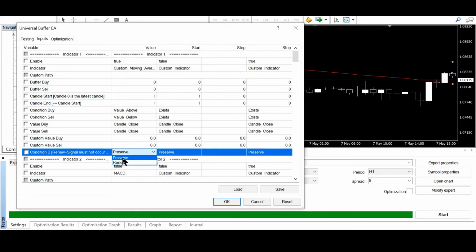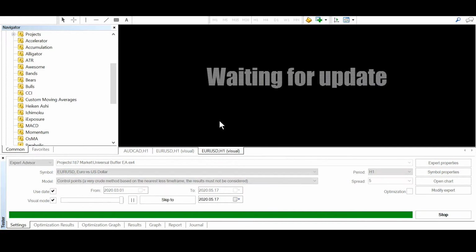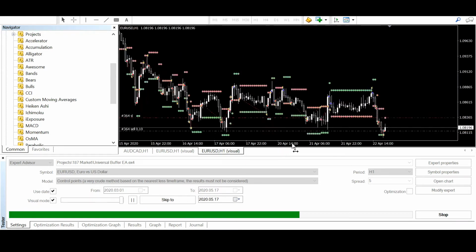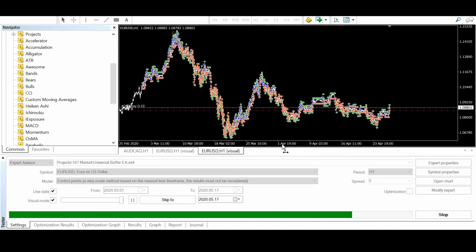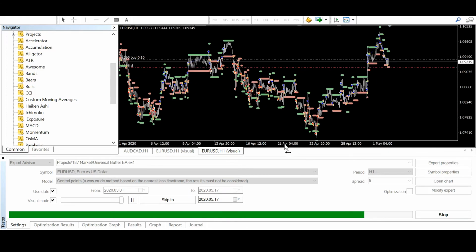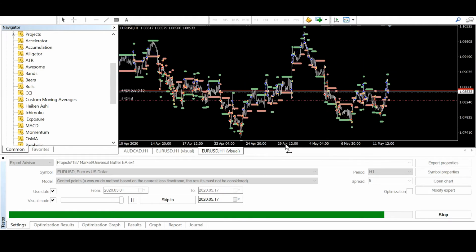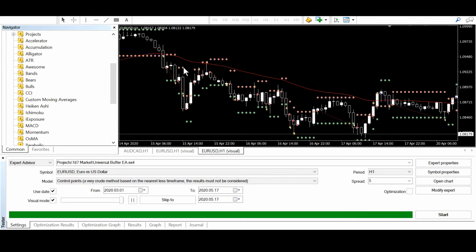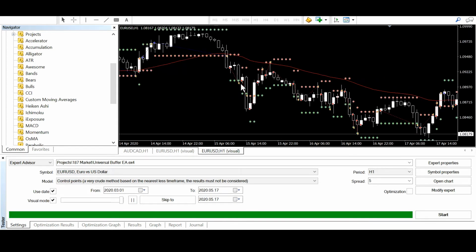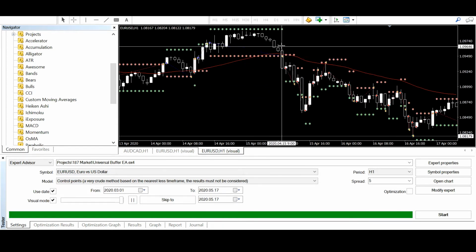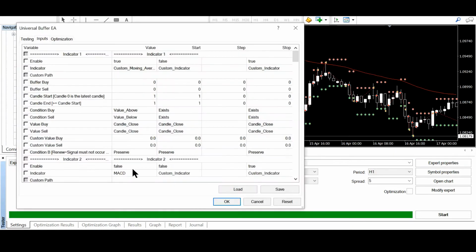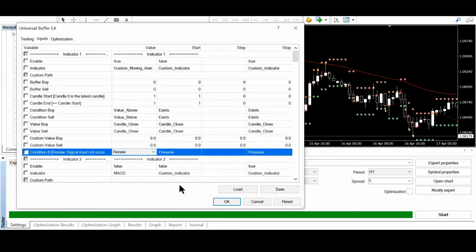If I select preserve, what happens now? Let's check. Now it will trade always if the condition is valid. You see, you have now always trades, but I only want to trade if it crosses the moving average. So this is the reason why I select renew.